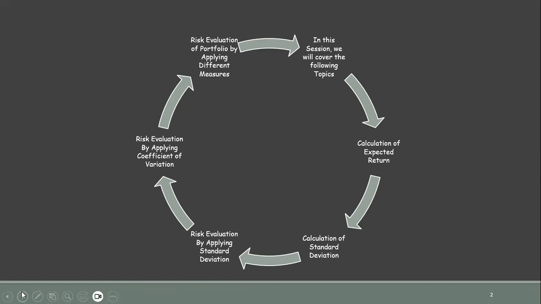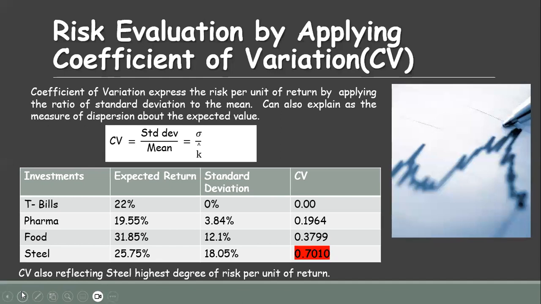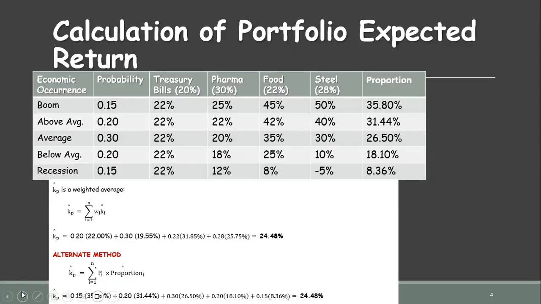Here we have observed that the steel sector has the maximum level of risk among the four types of securities. Now, we are going to calculate the portfolio expected return. There are two methods. First is the expected return of portfolio by the weighted average method.